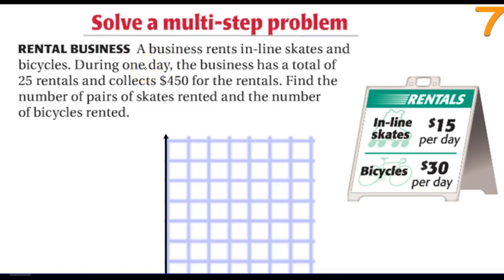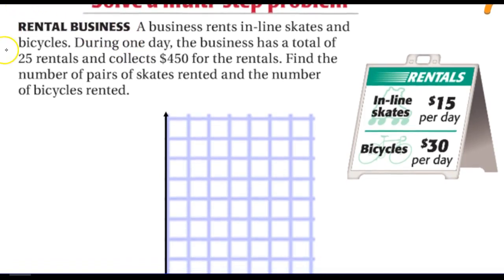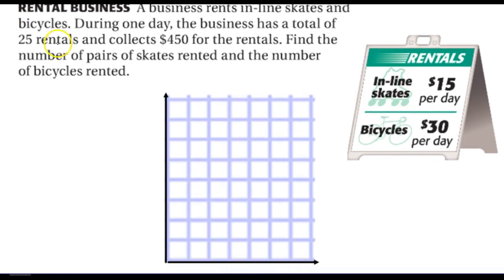Alright, this one says, a business rents inline skates and bicycles. During one day, the business has a total of 25 rentals and collects $450 for the rentals. Find the number of pairs of skates rented and the number of bicycles rented. Well, we know that the business has a total of 25 rentals in one day. So the total is 25.